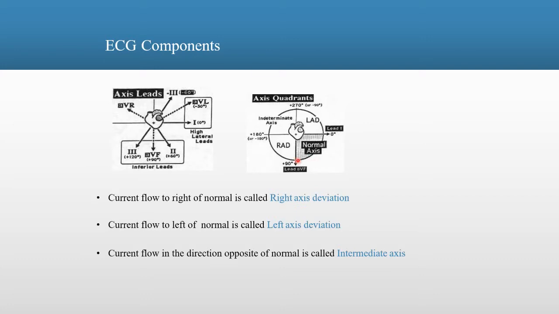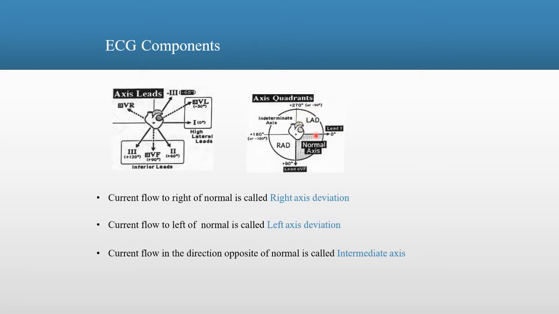Current flow to the right of normal is called right axis deviation, demonstrated here, and is located in the positive 90 degrees to the positive 180 degree quadrant. Right axis deviation may signify pulmonary embolism, right ventricular hypertrophy, chronic lung disease, atrial septal defect, or ventricular septal defect.